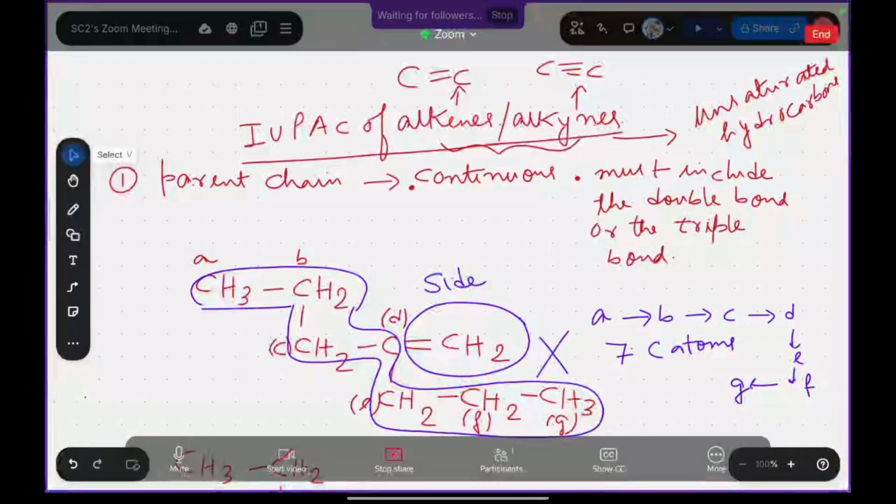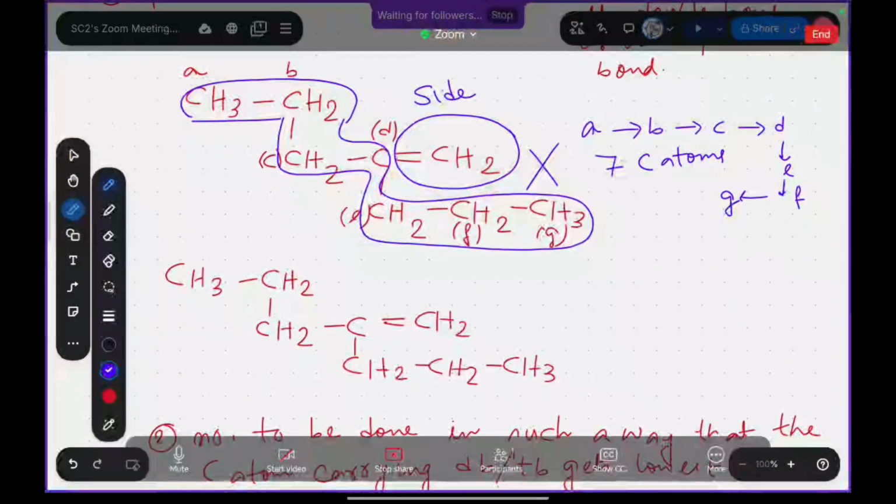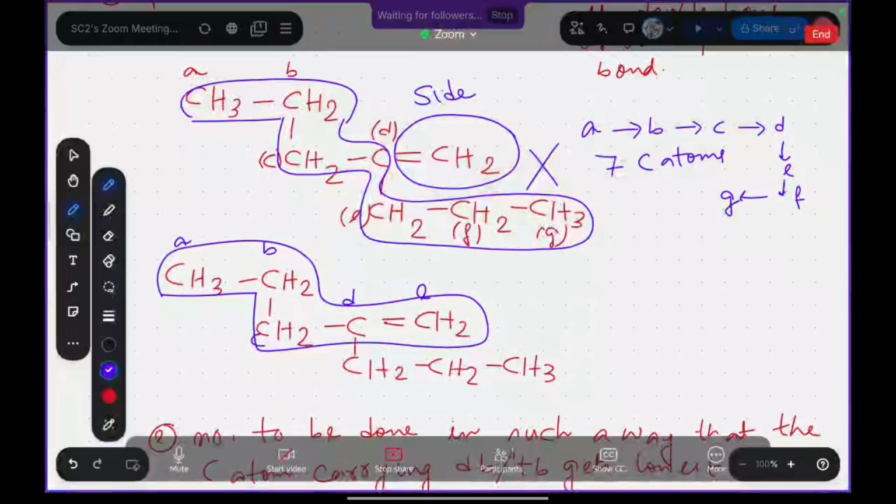Now the next thing is, in the same compound, if I select this as my parent chain, suppose A, B, C, D, E, this is continuous as well as having the double bond. If I consider this as a part of my parent chain, then this includes the double bond.